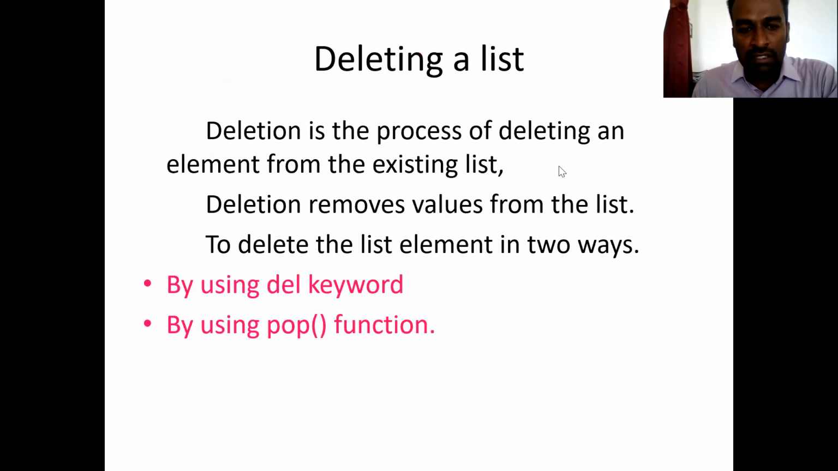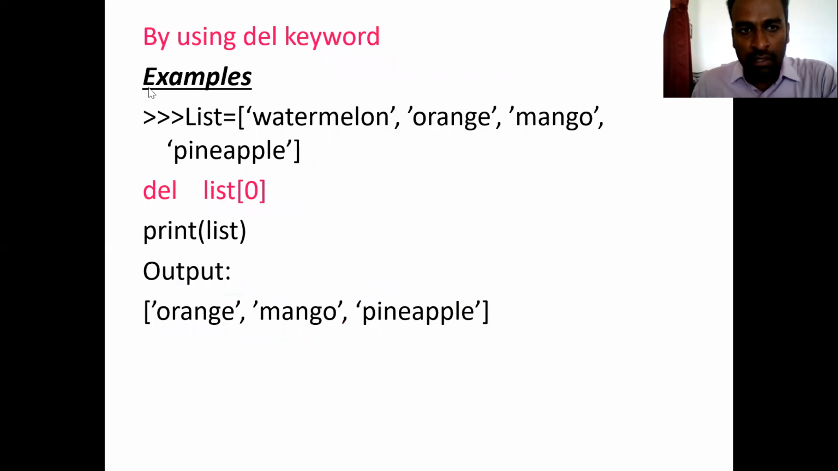How to delete from a list? So we want to delete an existing element in the list with the help of the del keyword or function. Deletion removes values from the list, and we can delete list elements by using the del keyword and using the pop function. So by using the del keyword, we have an example: list equals some elements. So del list[0]. Here the 0th element will be deleted.